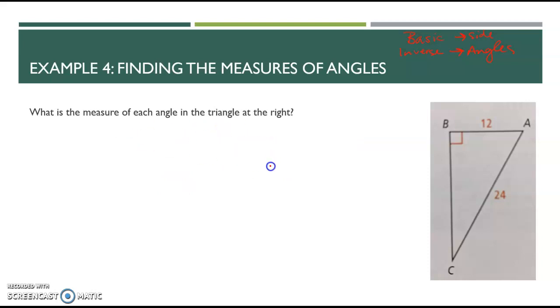It wants us to find the measure of each angle. So we're going to find all angles. We really only have to use trig to find the first one because we know it's a right triangle. It's right triangle trigonometry. So we've been working with A. We're going to continue with A. So if we continue with A, 24 is our hypotenuse and 12 is our opposite. So if I said opposite.